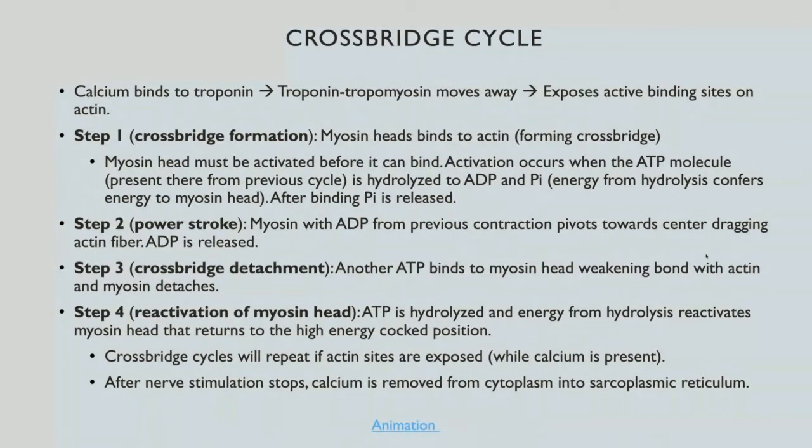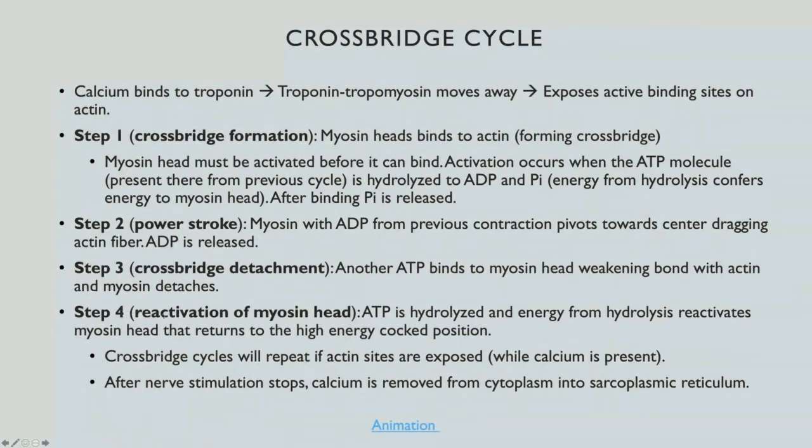Now we have to continue. We can't leave the muscle contracted. We have to release the sarcomere now. Step 3 is the cross-bridge detachment. For that, we need another ATP that binds there. When ATP binds there, the bond between the myosin head and actin is weakened, so the myosin head lets go of actin. Myosin detaches from actin.